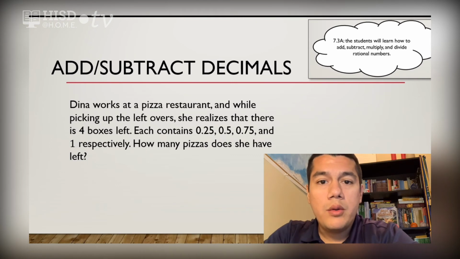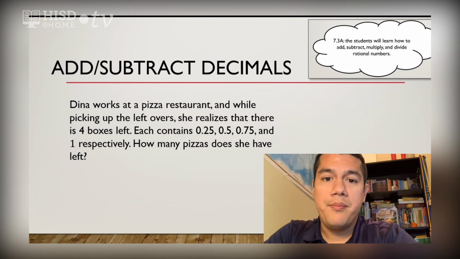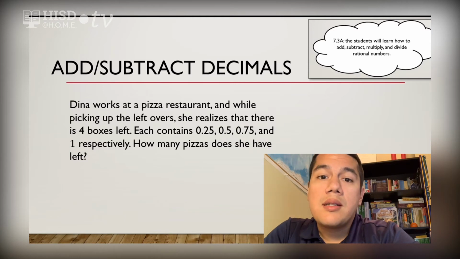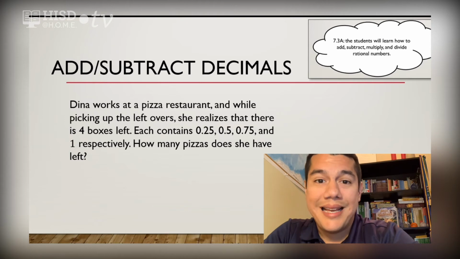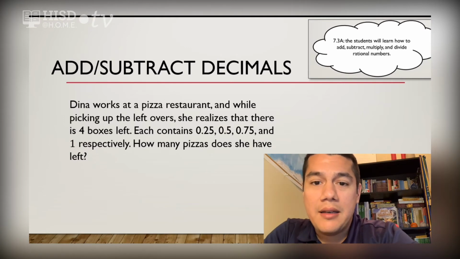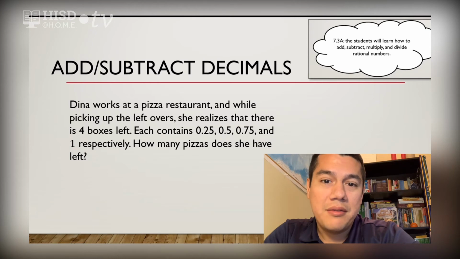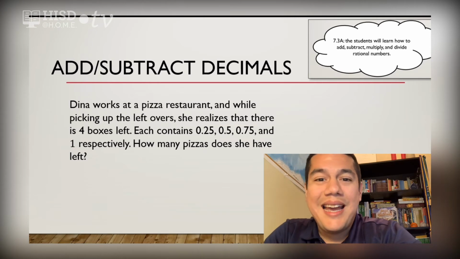Now we are going to change our problem so we can discuss the operations that we do with decimals. And now the problem reads: Dina works at a pizza restaurant, and while picking up the leftovers, she realizes that there are 4 boxes left. Each contains 0.25, 0.5, 0.75, and 1 pizza respectively.